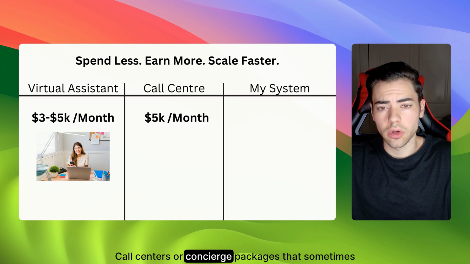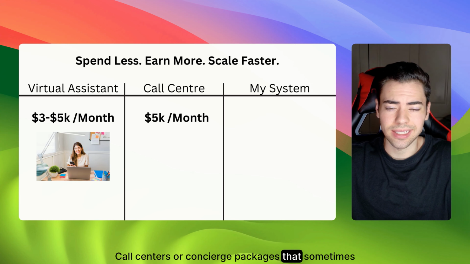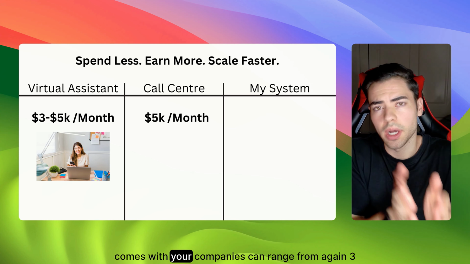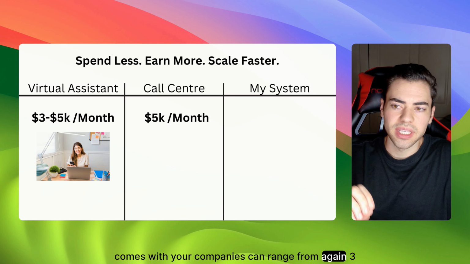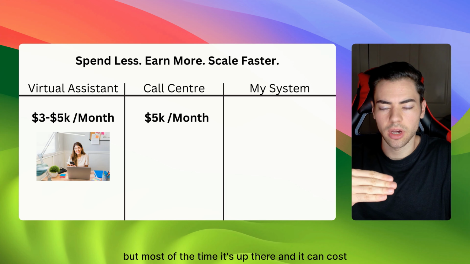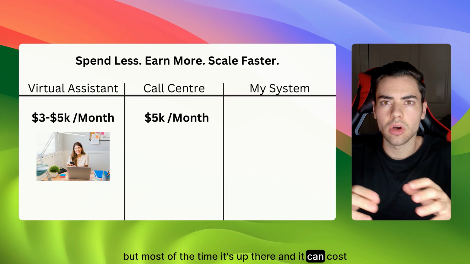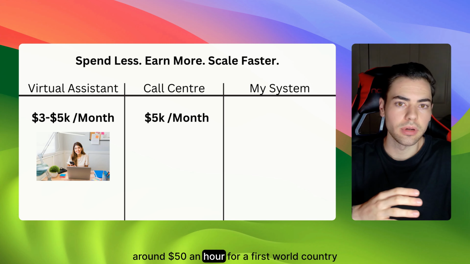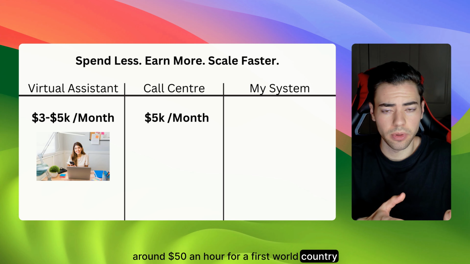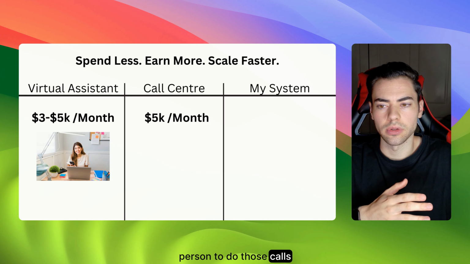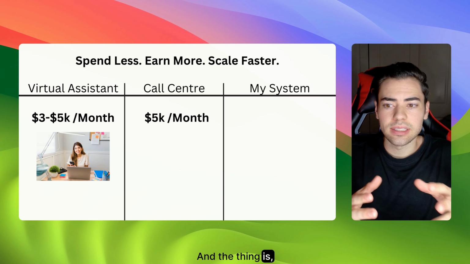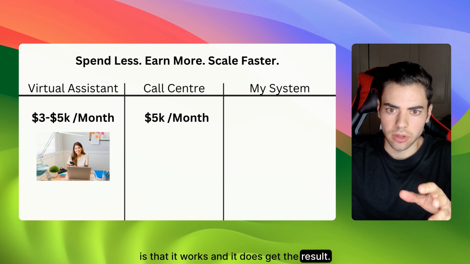Call centers or concierge packages that sometimes come with your companies can range from, again, 3 to 5K, but most of the time it's up there, and it can cost around $50 an hour for a first world country person to do those calls for you. And the thing is that it works and it does get the result.